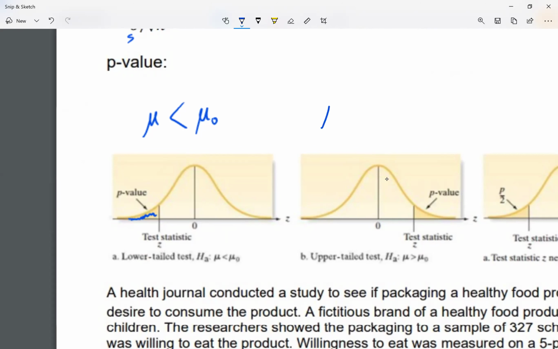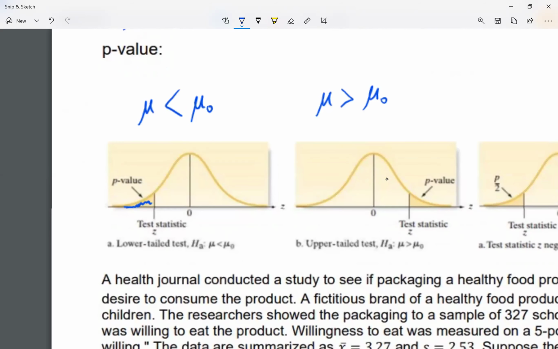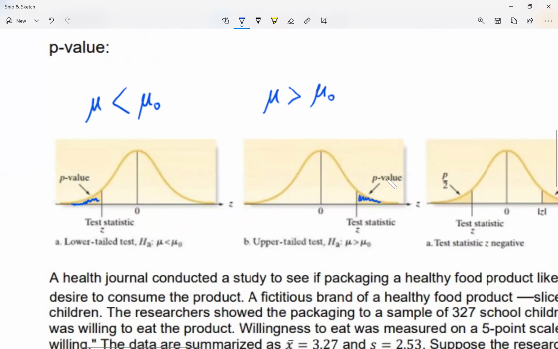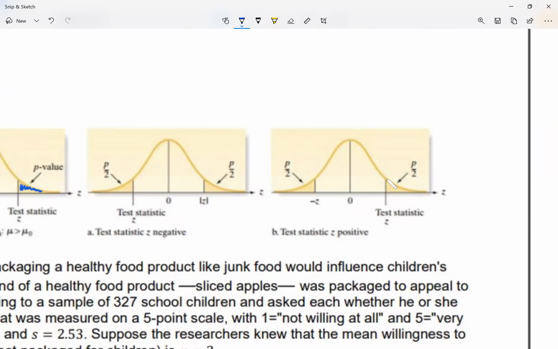Now, when my mu that I'm checking is bigger than the null average, then my p-value, notice, is on the right side of my distribution. So we call it the upper tail test. So when we have inequalities, it's the lower tailed or the upper tail test. You guys can see which one it is. Now, we can also have the two-tailed test. My p could be in two tails.